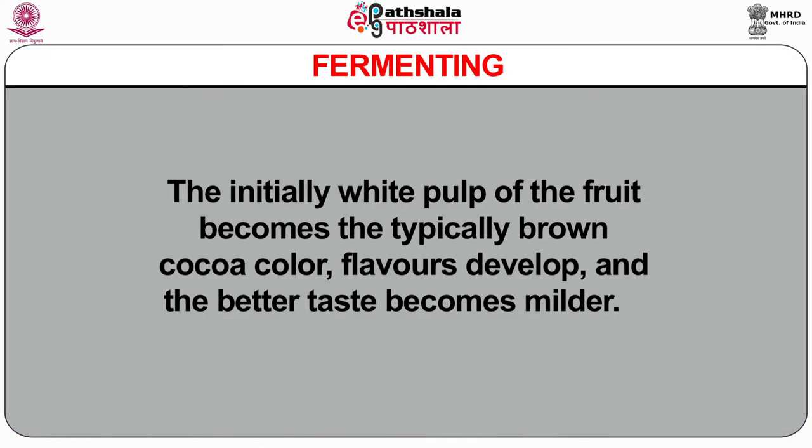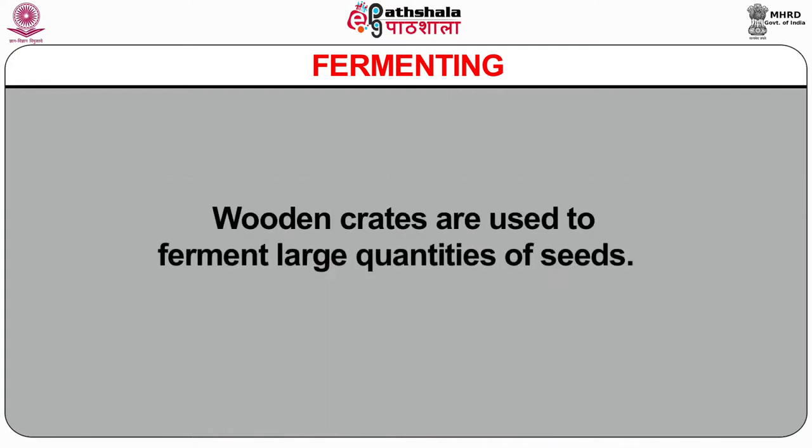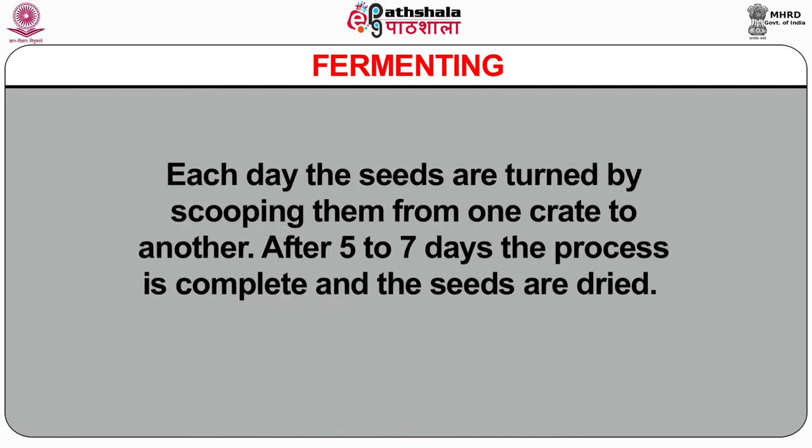During the fermentation, the biochemical structure of the seed changes. The initially white pulp of the fruit becomes the typically brown cocoa color. Flavor develops and the bitter taste becomes milder. Wooden crates are used to ferment large quantities of seeds. Each day, the seeds are turned by scooping them from one crate to another. After 5 to 7 days, the process is complete and the seeds are dried.